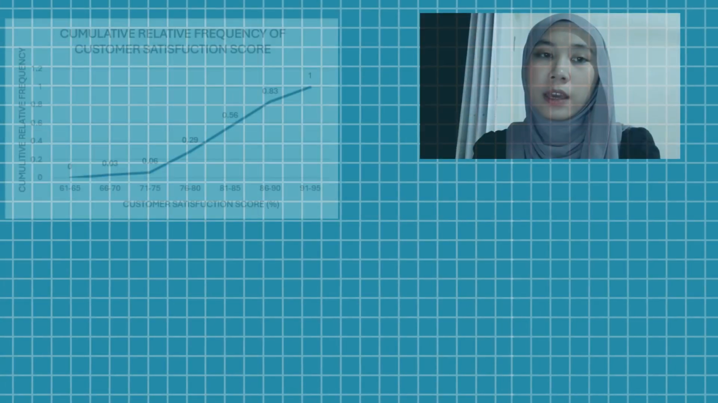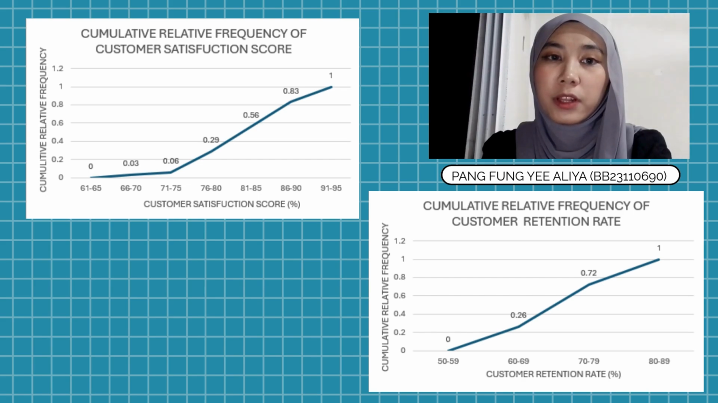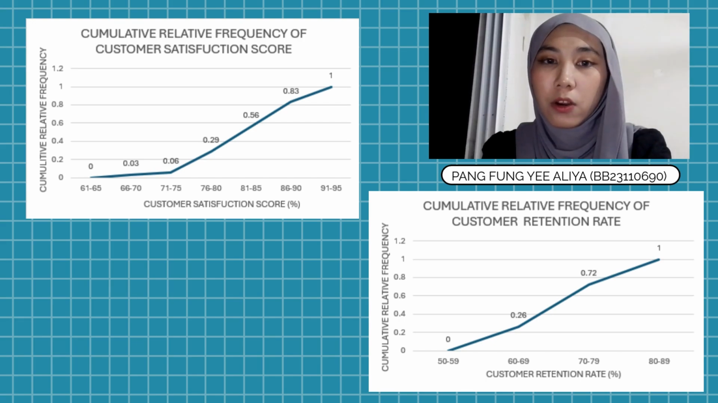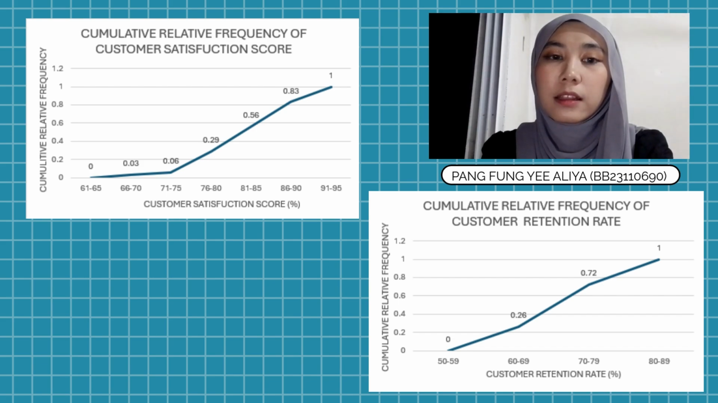range. Okay, now let's compare the cumulative relative frequency line graph. Both graphs increase steadily and end at 1.0, meaning all data is accounted for. But there is a difference. For customer satisfaction score, the line increases more gradually and evenly, which means the scores are more balanced across the intervals. However, for customer retention rate, the line rises more quickly, especially between 70 to 79, and then slows down.